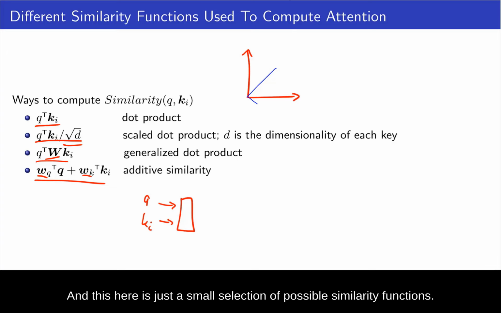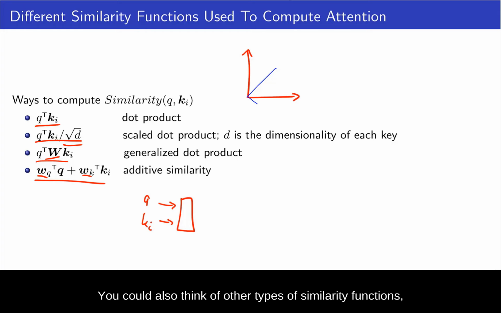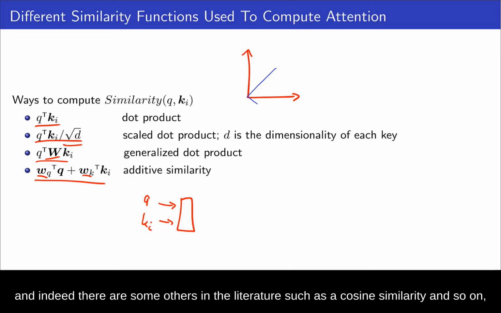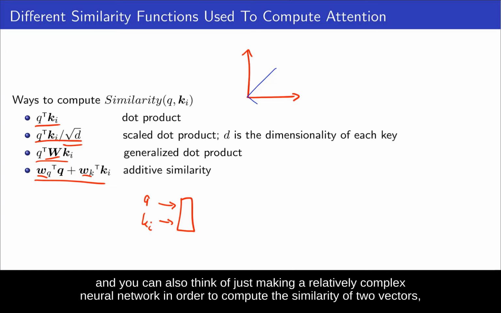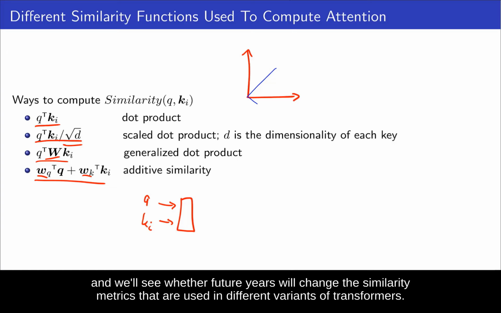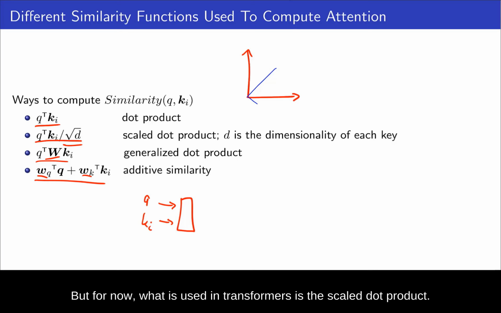And this here is just a small selection of possible similarity functions. You could also think of other types of similarity functions, and indeed there are some others in the literature, such as cosine similarity and so on. You can also think of making a relatively complex neural network in order to compute the similarity of two vectors. And we'll see whether future years will change the similarity metrics that are used in different variants of transformers. But for now, what is used in transformers is the scaled dot product.